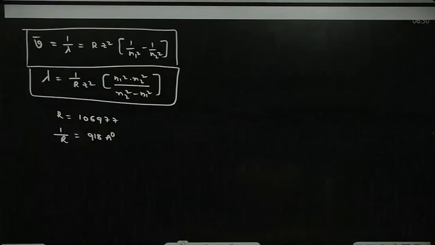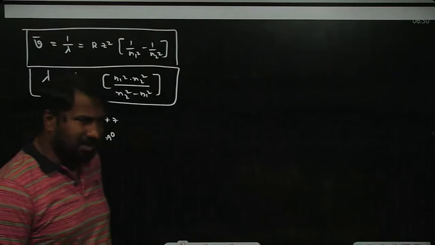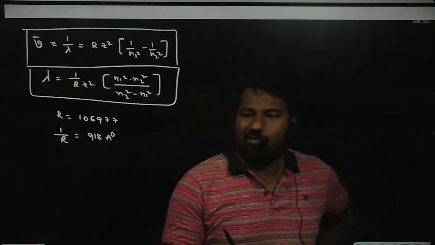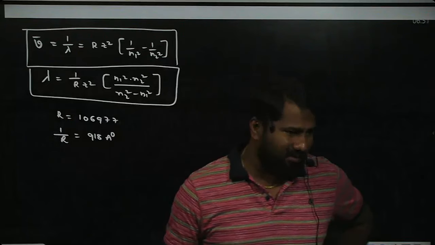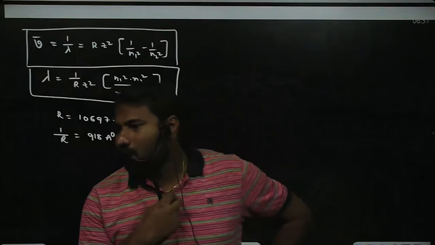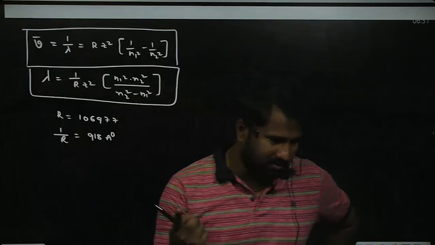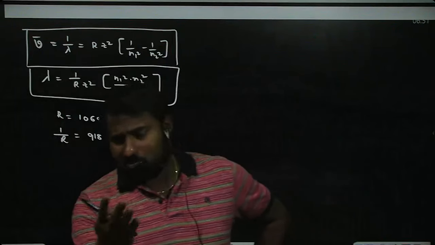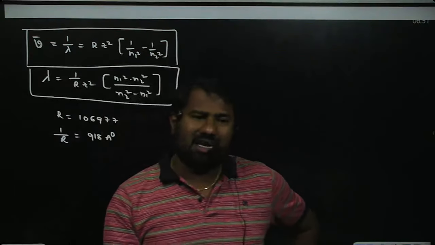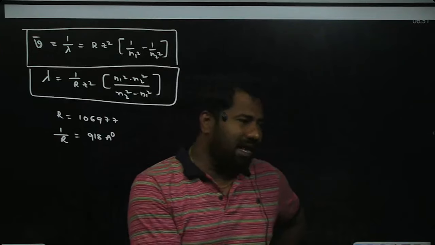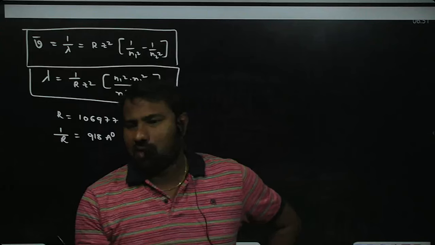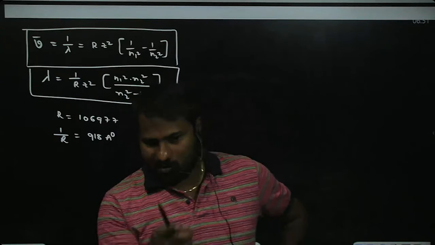So 1 by R is 918 angstroms. The Zeeman effect and Stark effect. Zeeman effect means, in the presence of a magnetic field, what will happen? Each spectral line splits into many lines. That is not explained by Bohr's atomic model. The same spectrum, when placed under an electric field, each line splits into many lines. That is called the Stark effect.